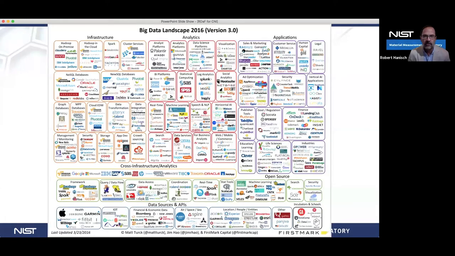This is just an example from a colleague of mine in the astronomy community, Matt Turk, who put together what the big data landscape looked like a few years ago. Many, many, many players, academic, institutional, for-profit, nonprofit, open source, data sources, and so forth. And this is really just scratching the surface when it comes to the research data landscape.